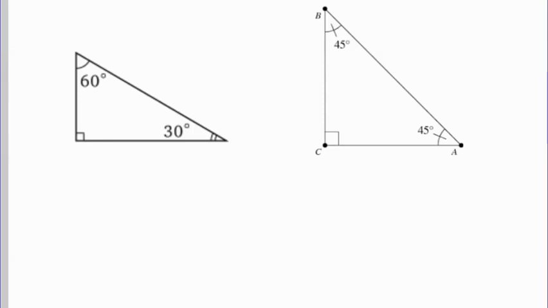Hello, everyone. So today we're going to be covering lesson 716. Before we get into that, though, I just want to review the two special right triangles, the 30, 60, 90, and the 45, 45, 90.